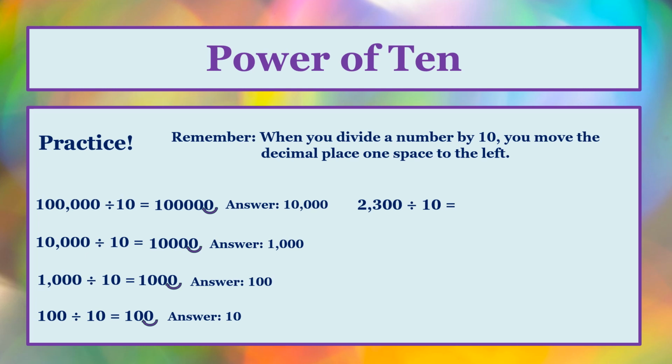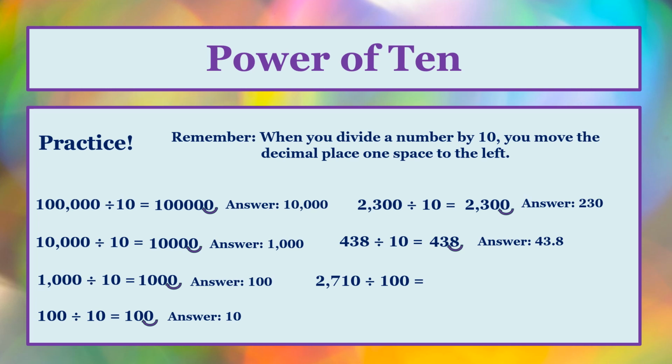So we have 2,300 divided by 10. Let's move that over one space to the left, and we're going to have 230. 438 divided by 10. We're going to move that decimal place over, and that's going to give us 43.8. 2,710 divided by 100. We have to go two places over this time because we're dividing by 100, and that's going to give us 27.1.